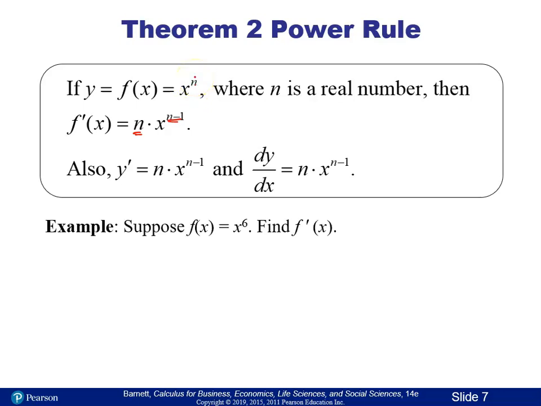So if we look at some examples, like this one here, okay, this is n, so n is 6. So what it tells me is that the derivative of that, I'm going to bring that 6 down as a number in front. I'm going to write my x, and then I'm going to take 1 from the exponent. So 6 minus 1. So it's going to be 6x to the 5th power.